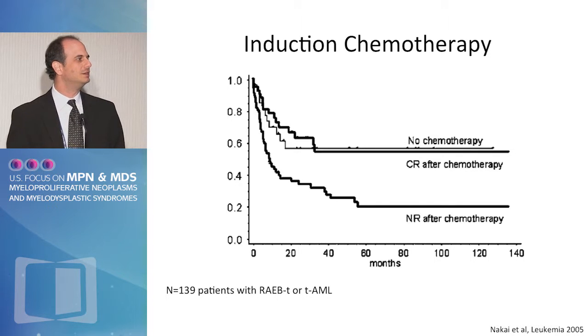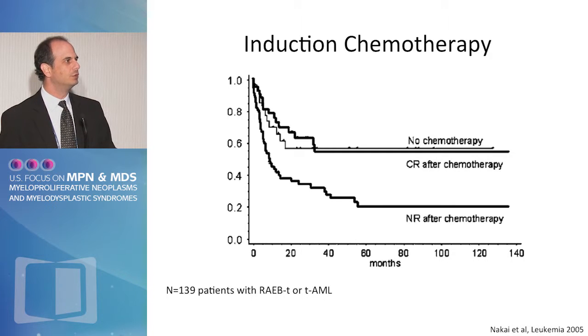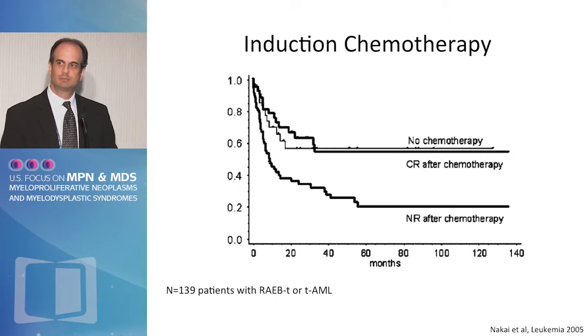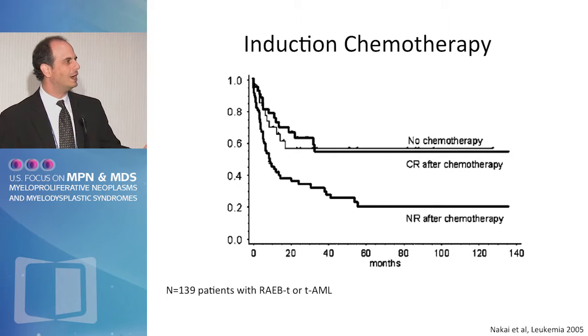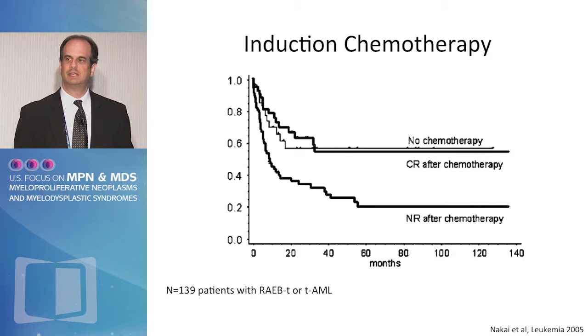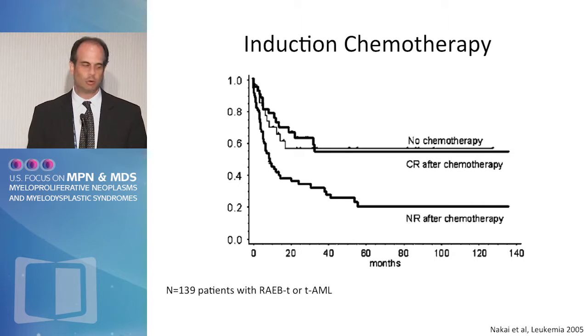What it did show is that if you did poorly with chemotherapy, if your disease was resistant, this predicted a poor prognosis with transplantation itself. So this doesn't really predict who's going to do well. Giving chemotherapy in this setting simply predicts who's going to do poorly.